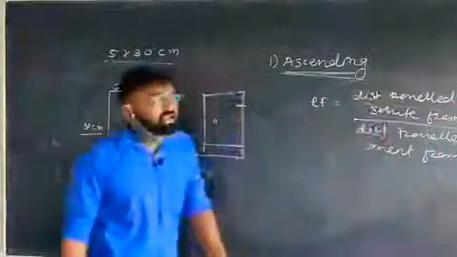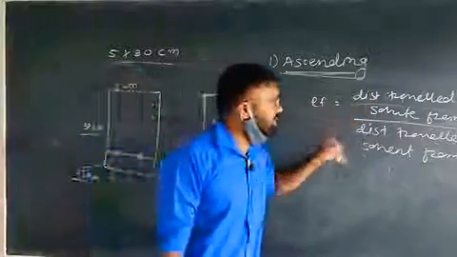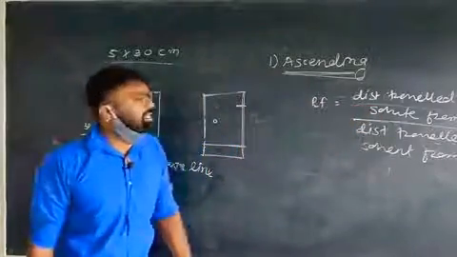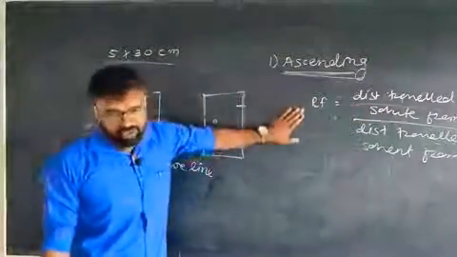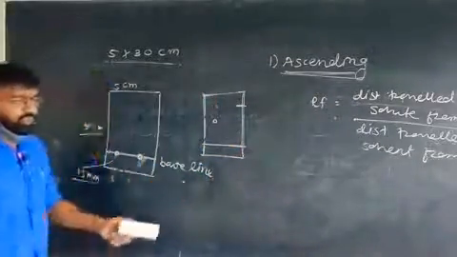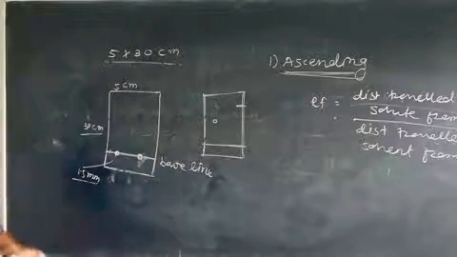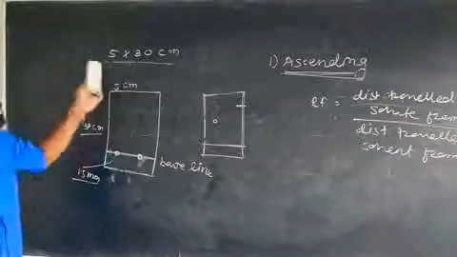By finding the RF value, that is the ratio of the distance traveled by solute from the baseline to the distance traveled by solvent from the baseline, you can find the RF value. By measuring and comparing RF values, you can say whether the separation of a component is taking place or not. This is simple.